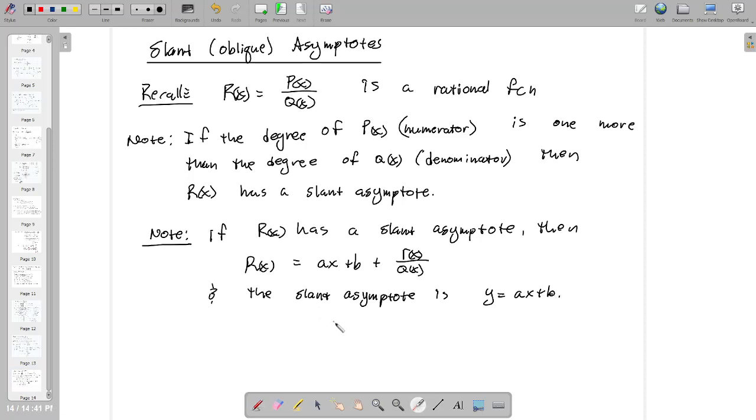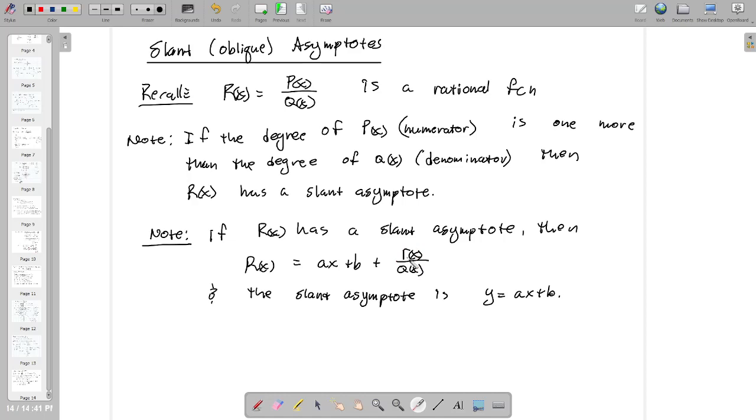If you remember, when we divide polynomials, we end up with a remainder, r of x, and that r of x would still be divided by q of x. Now, what's left when we have a single degree higher in the numerator than the denominator, when we divide the two polynomials, we'll end up with a linear function like this, ax plus b, plus some remainder divided by q of x still, where r of x has a lower degree than q of x.